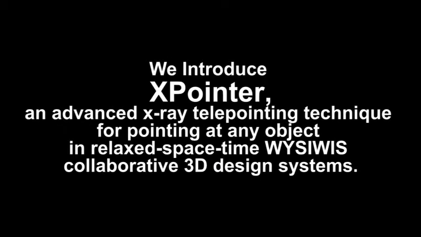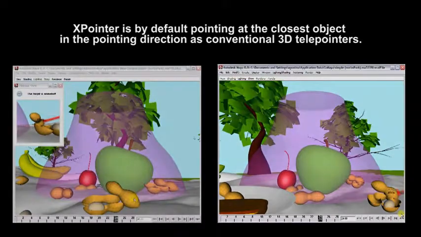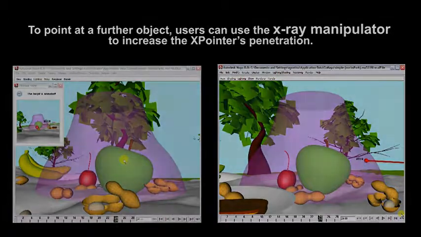Introducing XPointer, an advanced X-ray telepointing technique for pointing at any object in relaxed space-time WYSIWIS collaborative 3D design systems. XPointer is by default pointing at the closest object in the pointing direction, as conventional 3D telepointers do. To point at a further object, users can use the X-ray manipulator to increase the XPointer's penetration.